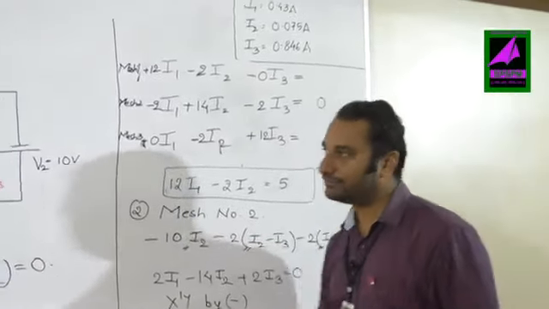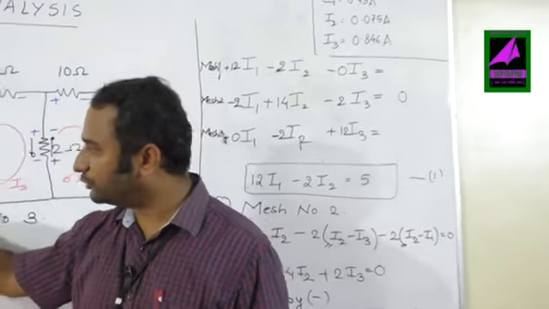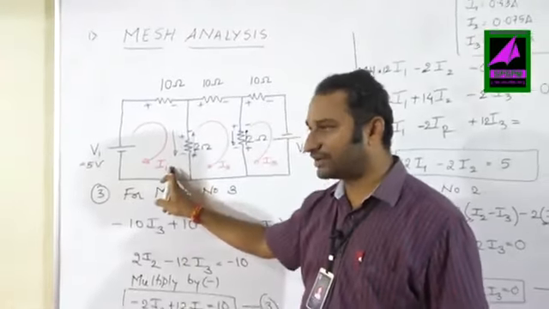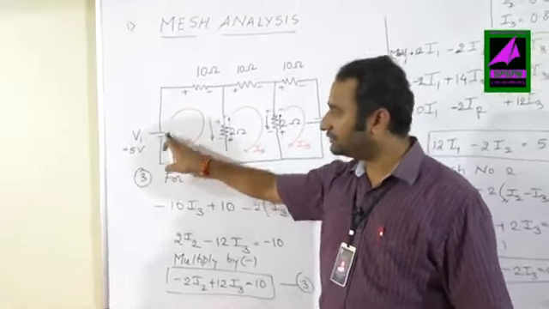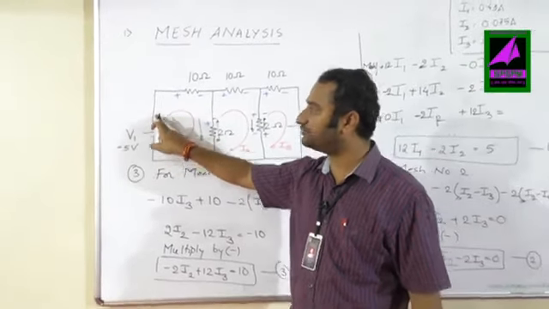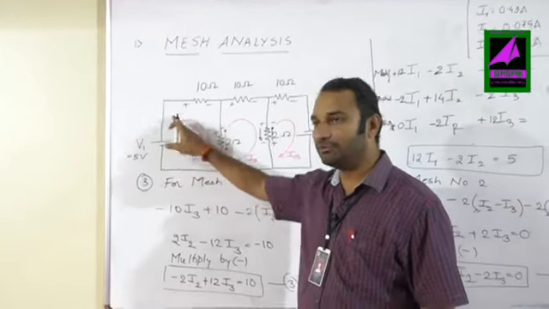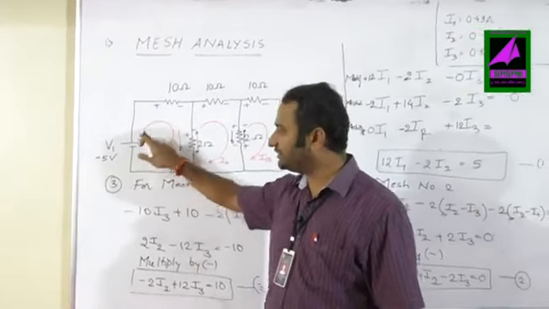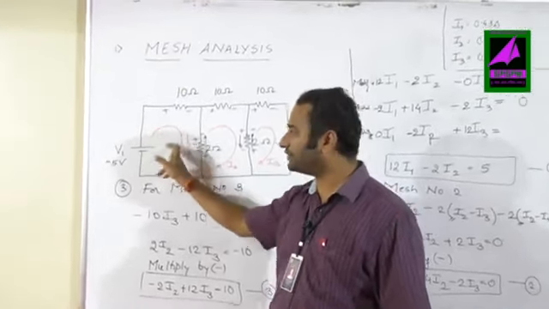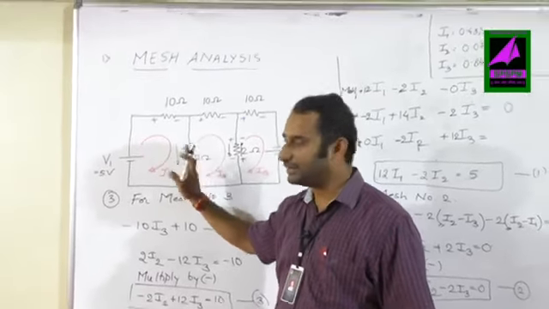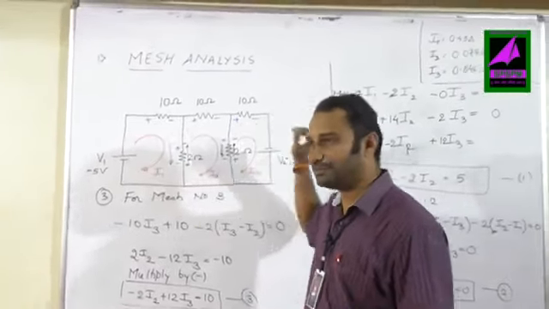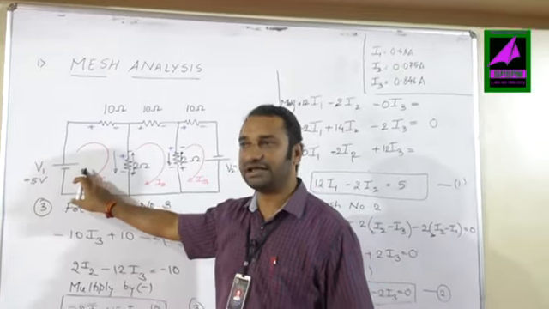That depends upon if this voltage source is supporting your current I1. What does it mean? If this source also says that the current should move like this and the current direction that you have taken is also like this, then both are matching. If this source says that the current should be in the reverse of this, then both are not matching. If both are matching, we will take it as plus. If both are not matching, we will take it as minus.